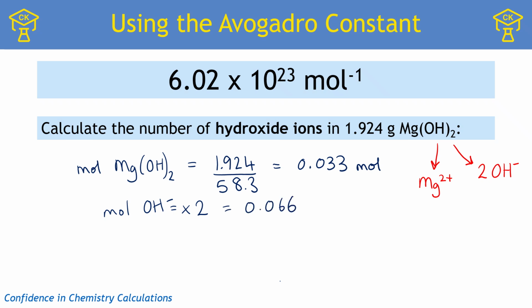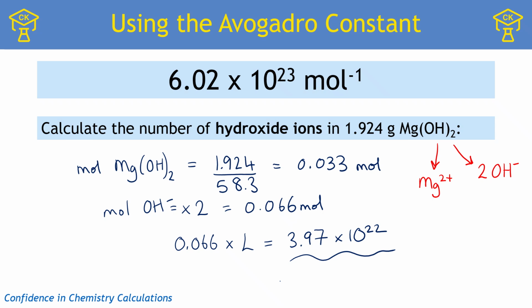0.066. Then I do exactly what I did before. I've got moles, I want the number, so I multiply by Avogadro's number. 0.066 times 6.02 times 10 to the 23, and that gives me 3.97 times 10 to the 22. Again, no units, it's just the number of hydroxide ions.